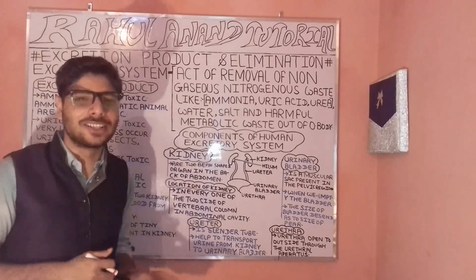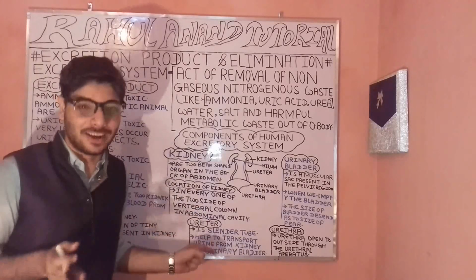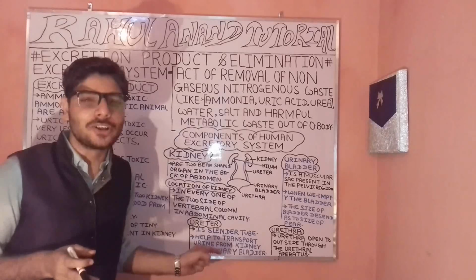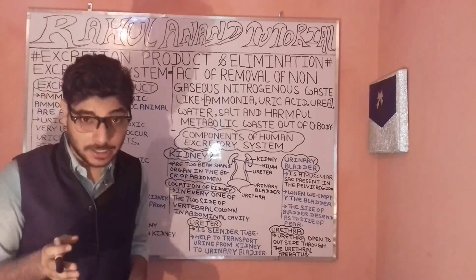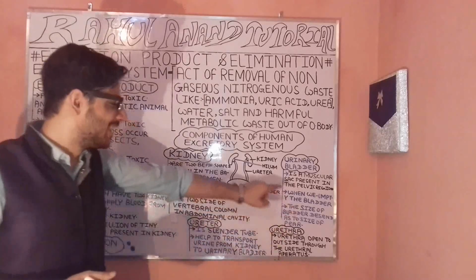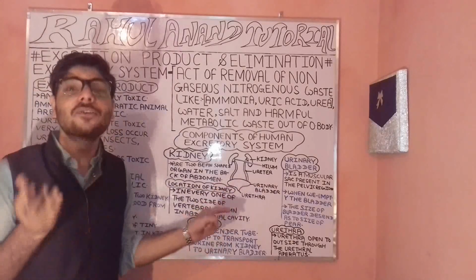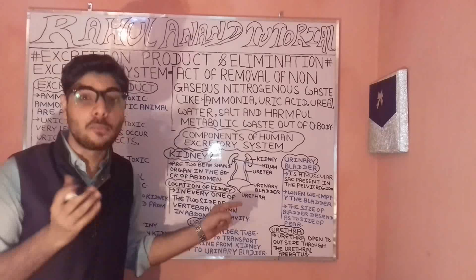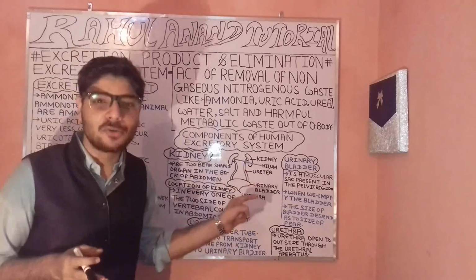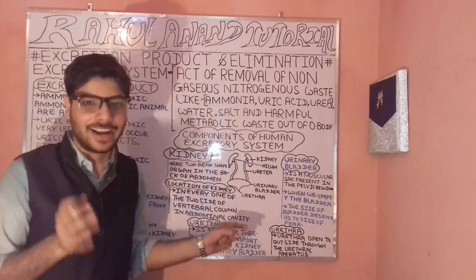Now let's understand about the second one, the ureter. The ureter is a cylindrical tube-like structure, which you could find here. It plays an important role in transporting the urine from the kidney towards the urinary bladder region.